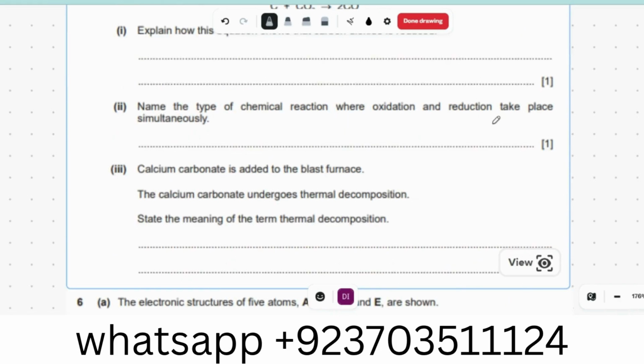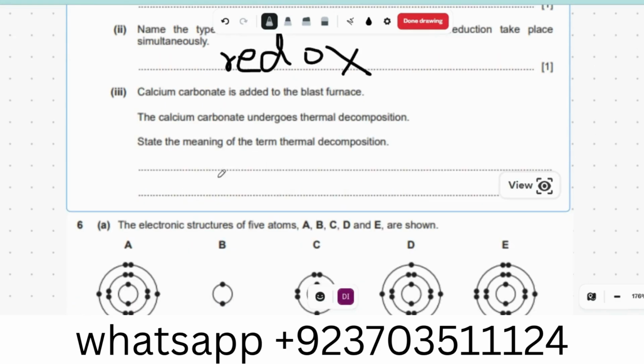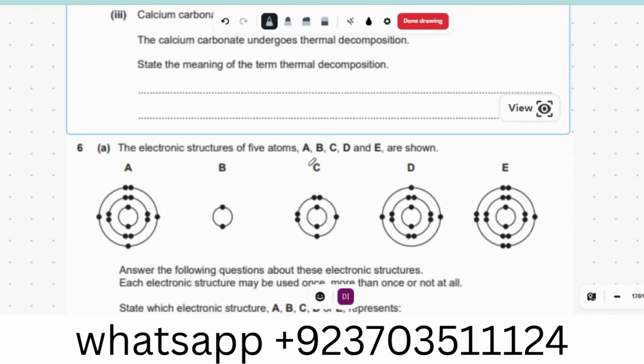Name the type of chemical reaction where oxidation and reduction take place simultaneously. That is called a redox reaction. Calcium carbonate is added to the blast furnace and undergoes thermal decomposition. The meaning of thermal decomposition is simply the breakdown of a compound by heating.